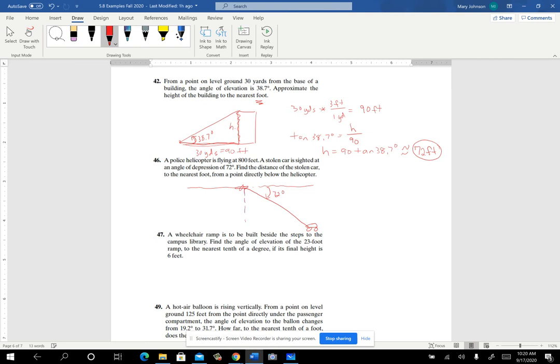So if I go below the helicopter right here, they want to know this right here. That's what I'm looking for. So the helicopter is flying at 800 feet, so we know that has to be 800 feet. And we know this angle of depression is 72 degrees.